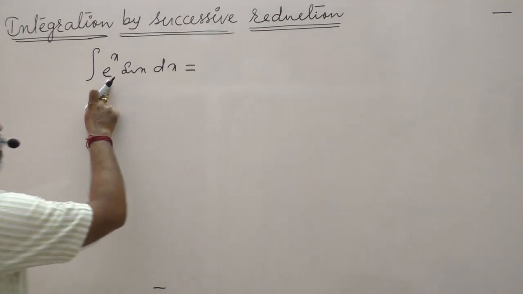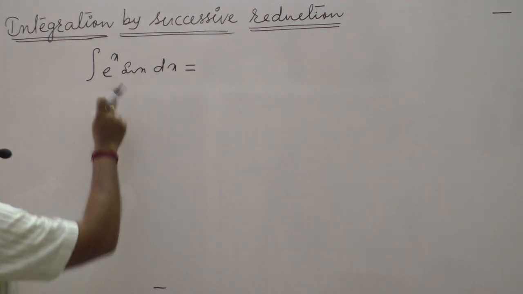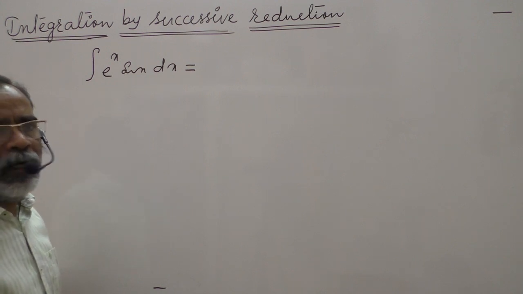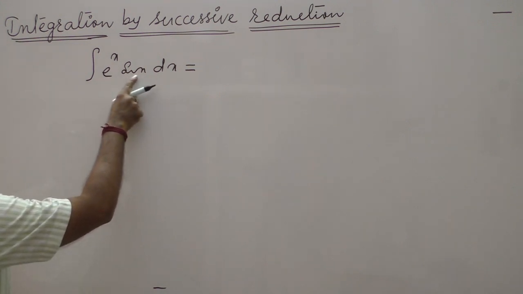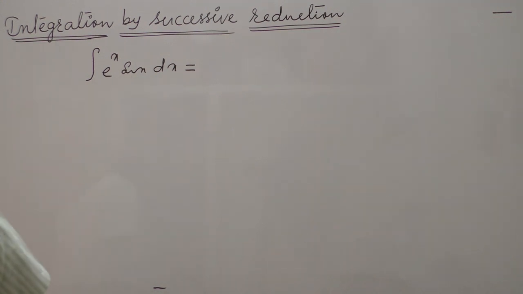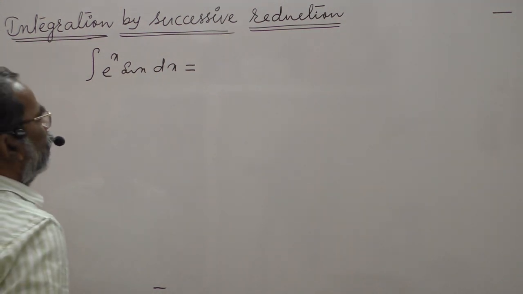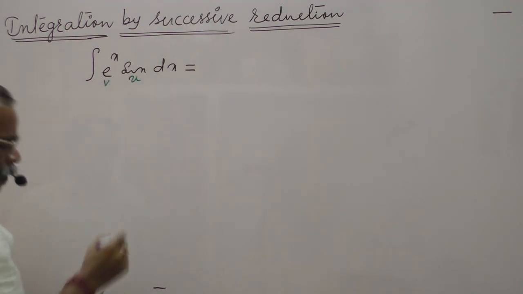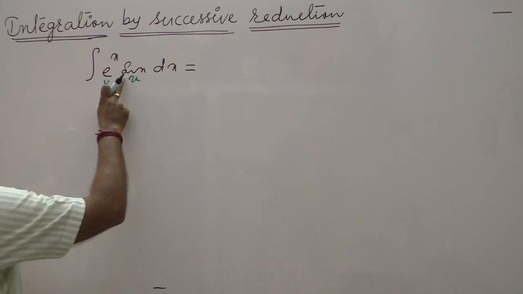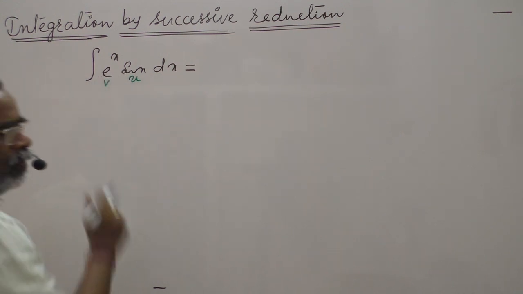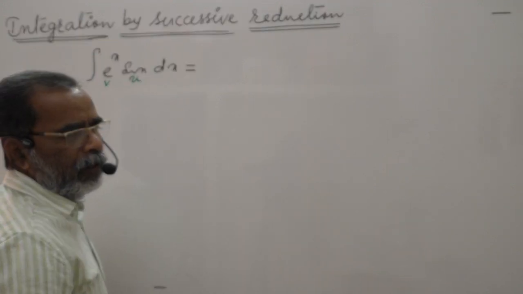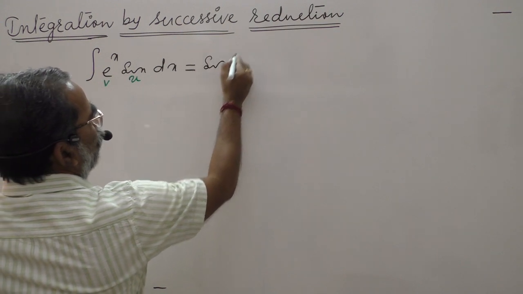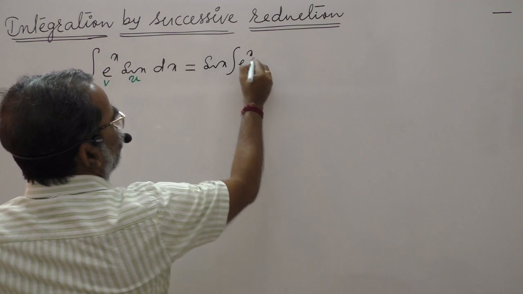In integration by parts there will be two functions, u and v. We select the first function using the phrase ILATE. This is an exponential function, this is a trigonometric function. Therefore the trigonometric function comes first, T comes first in ILATE. So the trigonometric function is the first function and this is the second function. Now I will apply integration by parts. What does that rule say? First, u into integral v dx.